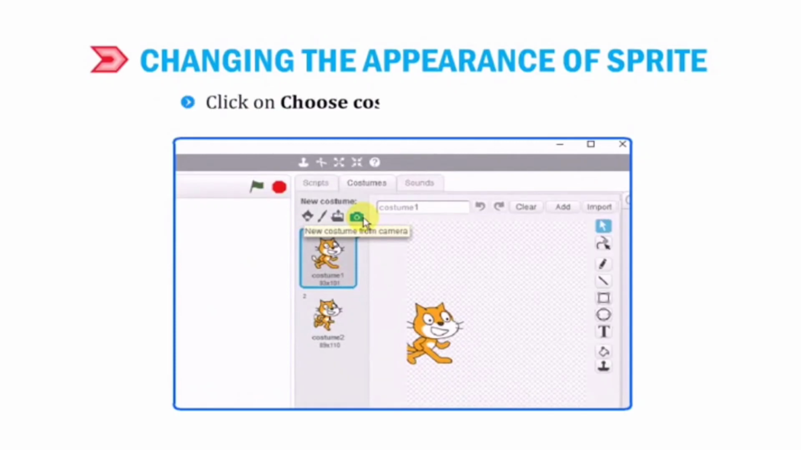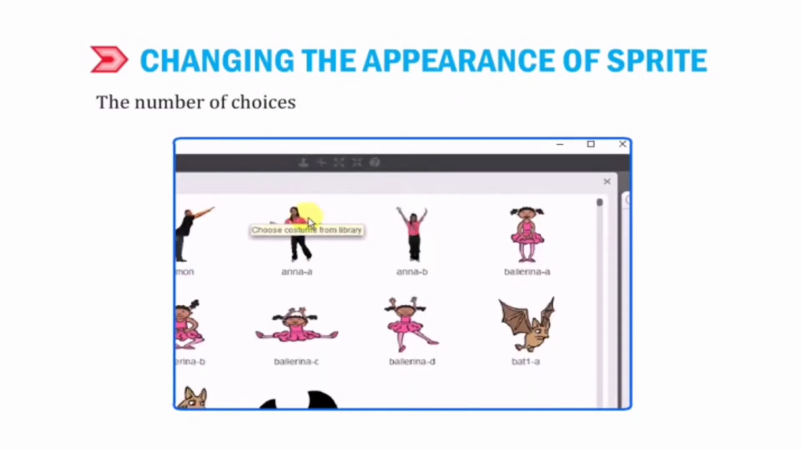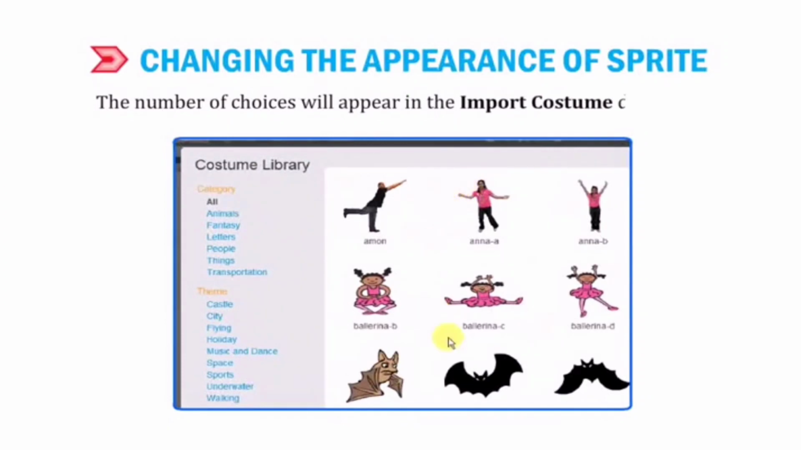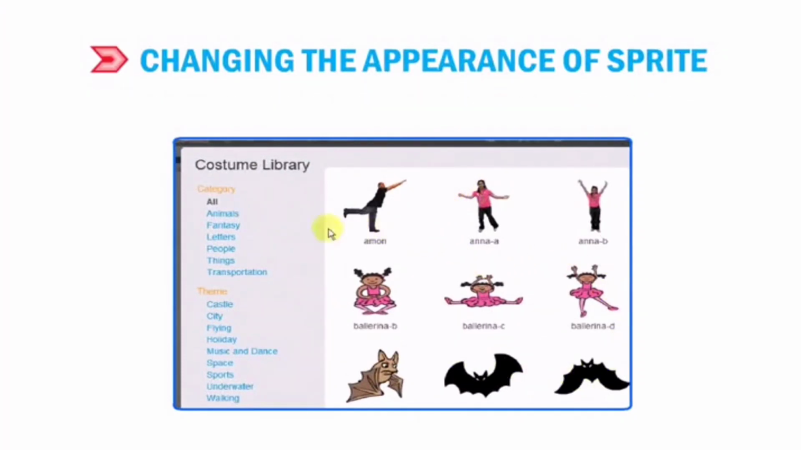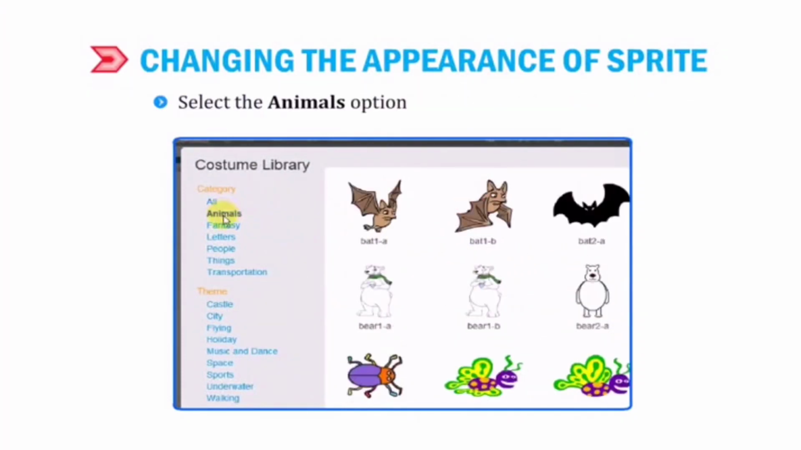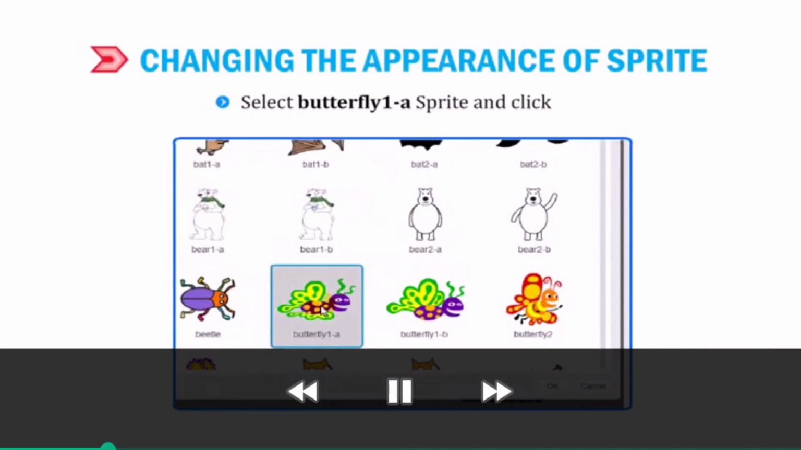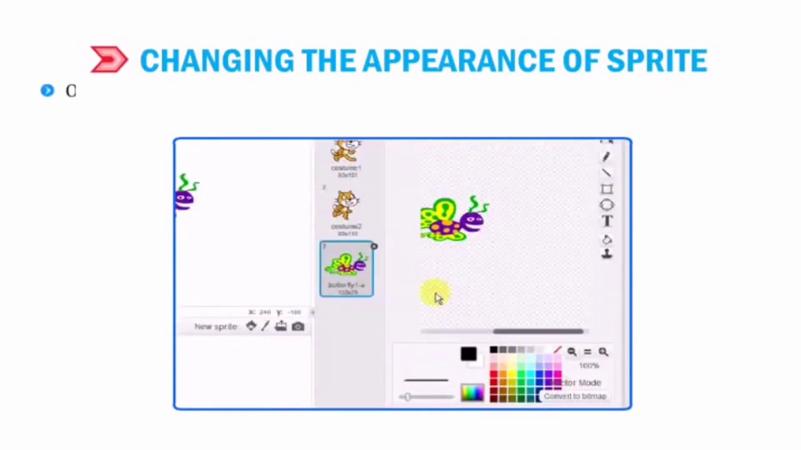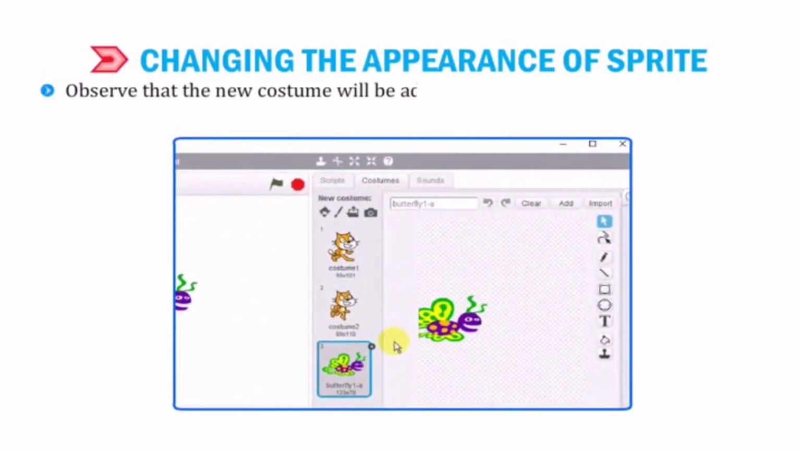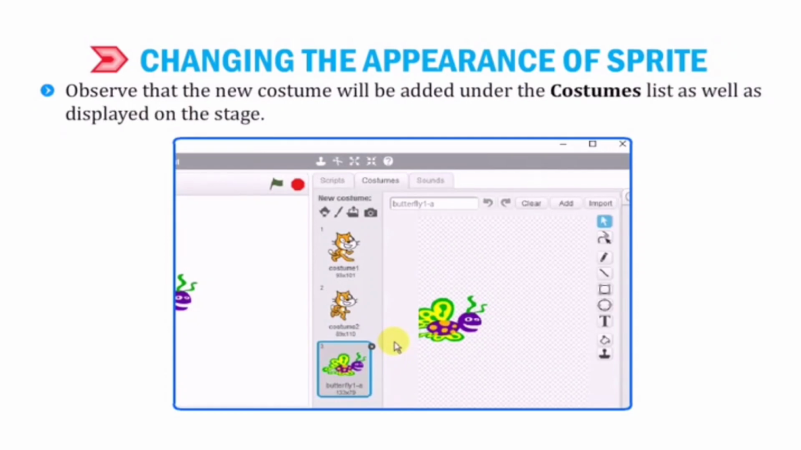Click on the Choose Costume from Library button. The number of choices will appear in the Import Costume dialog box. Select the Animals option from the Category section. Select Butterfly 1A sprite and click OK. Observe that the new costume will be added under the Costumes list as well as displayed on the stage.